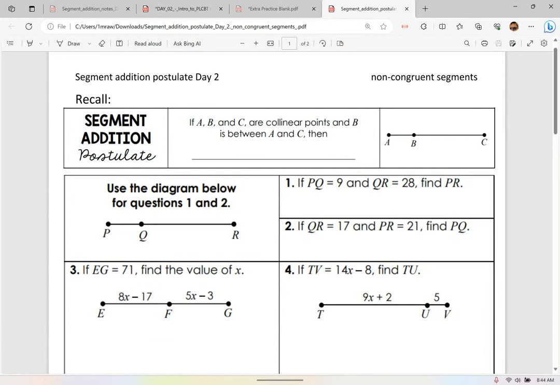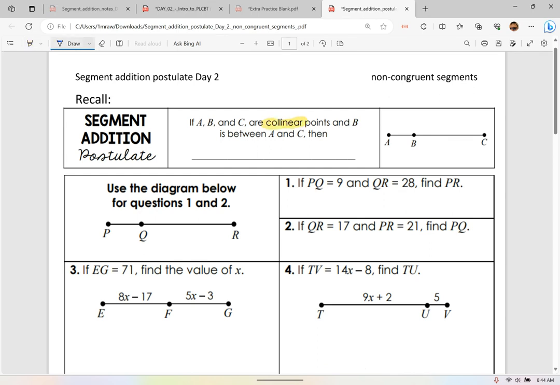Segment addition postulate again, but today we're going to be referring to when segments are not congruent. So it's going to be a little bit different than yesterday, where we didn't do the midpoint. So things aren't necessarily going to be congruent. Remember, yesterday we talked about segment addition, where A, B, and C are collinear together on the same line. That's what that means, right? Big key vocab word: collinear, together on the same line.